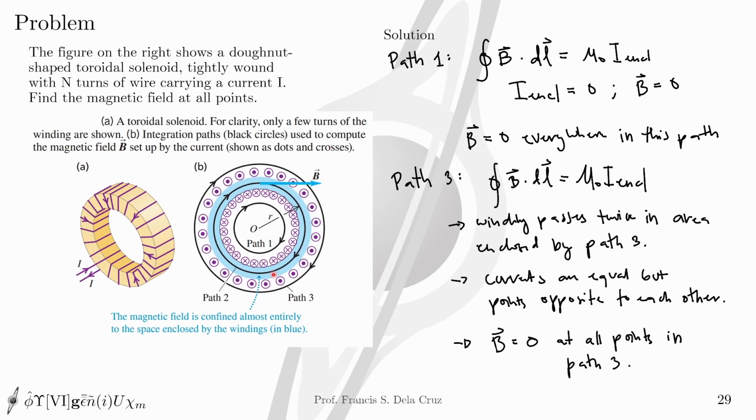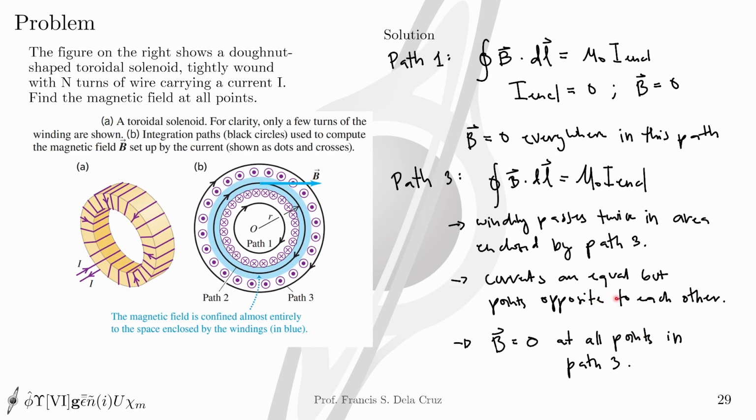Therefore, all of the fields that would result due to this opposing current from each side will just result in zero magnetic field. So B equals 0 at all points in path 3. The winding passes twice in the area enclosed by path 3, so what goes in goes out. The currents are equal but point opposite to each other.